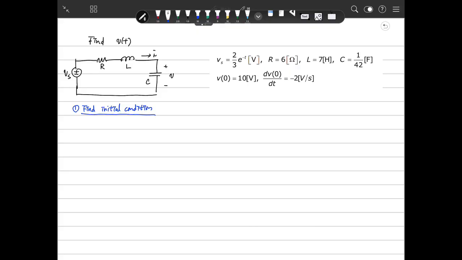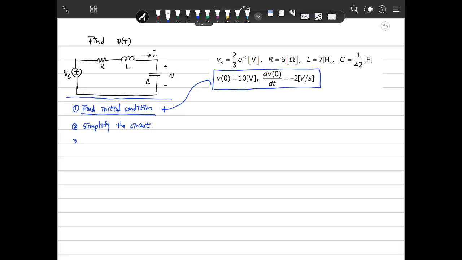In this case, we are very lucky. Why? The problem gives us the condition values. Then we don't need to do that anymore. Then second is simplify the circuit. In this case, we don't need to do anything because the circuit is very simple, a very simple RLC series circuit. And third, what is third? Third, derive the second order differential equation.